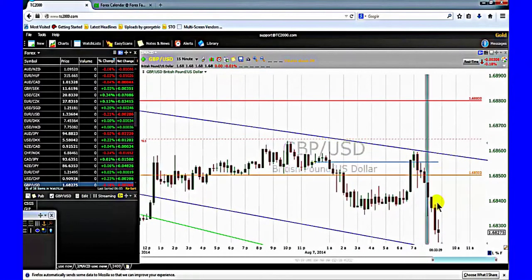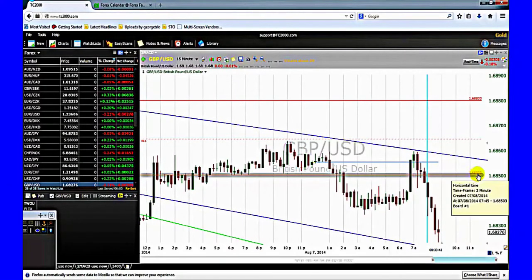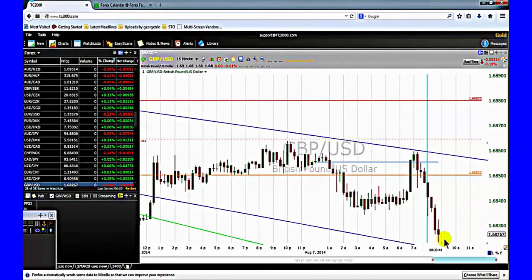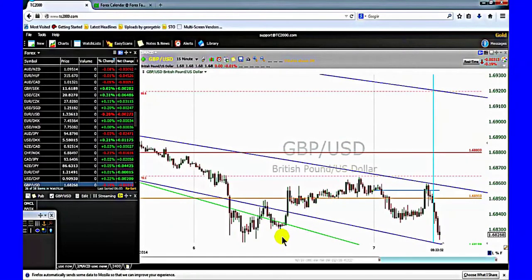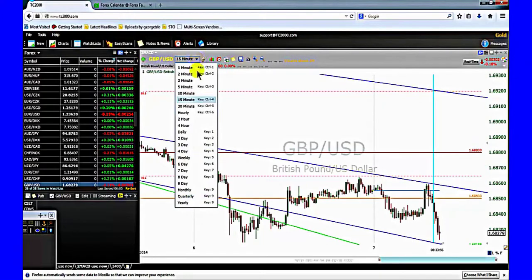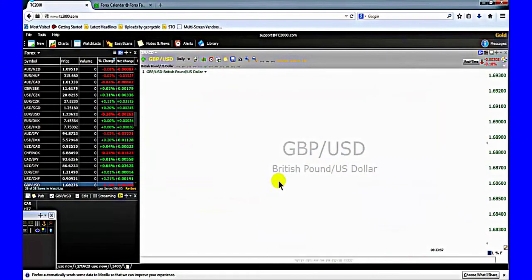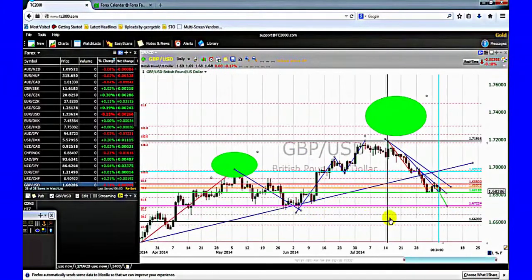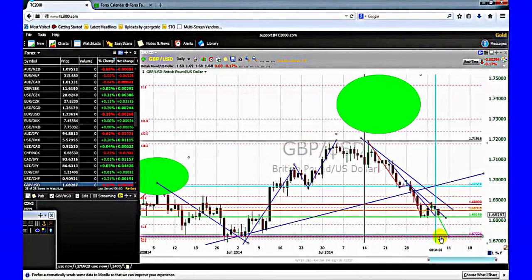So you see we sold it nicely, it's going down. We sold it at 16850 and came out at 16824 instead of 16818. But we will see. As I explained to you on the daily chart, we expect the pound dollar currency pair slowly but gradually to retest the pink line here at 16722. That remains to be seen.